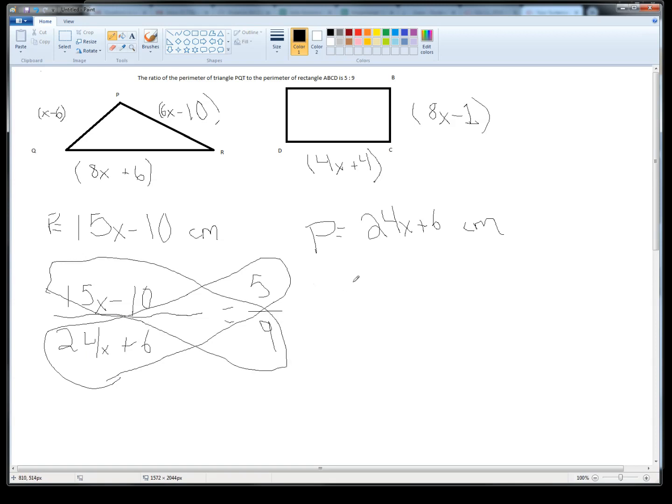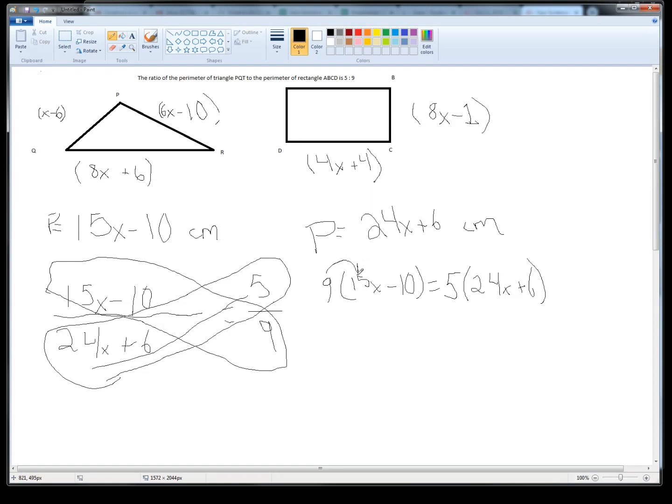Now I'm going to rewrite this. So I have 15x minus 10 times 9 is equal to the quantity 24x plus 6 times 5. So these are equal to each other because we had a true ratio. And now what do we do?